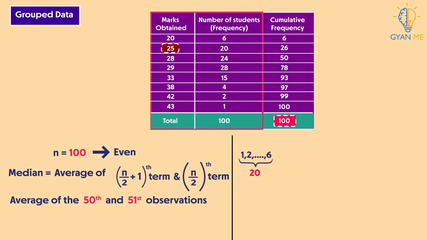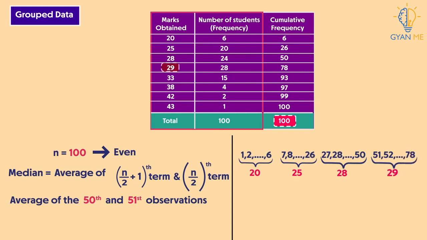And cumulative frequency is 26. This means that from the 7th student to the 26th student, marks obtained by each student will be 25. While for the third row, marks obtained from the 27th student to the 50th student will be 28 and so on. This is true because we have already arranged the marks obtained in increasing order.